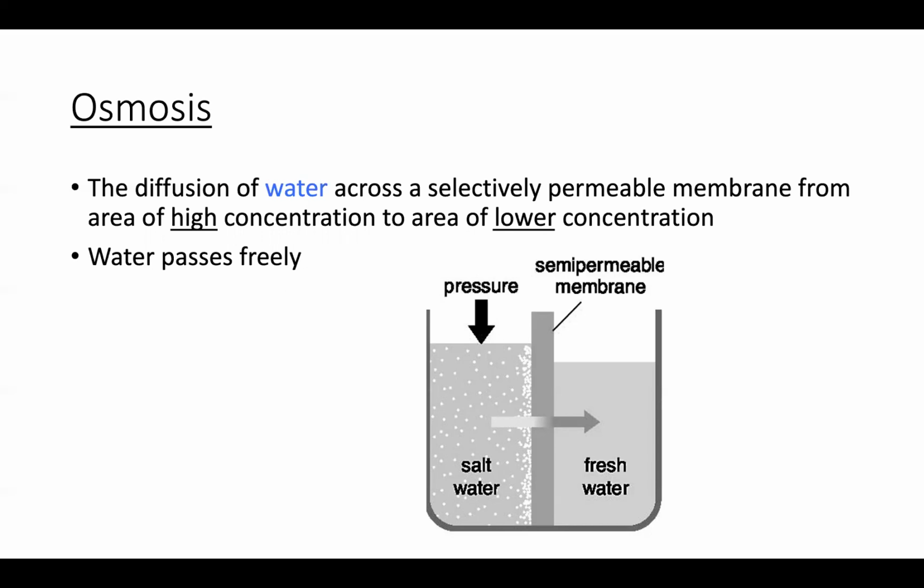If we look at this image, we have an illustration of osmosis. Here in the middle is a semi-permeable membrane. On one side of the membrane we have salt water, on the other side we have fresh water. These salt particles are eventually going to result in the diffusion of water across the membrane to try and reach an equilibrium. Water will be able to pass freely through this membrane in an attempt to reach equilibrium.